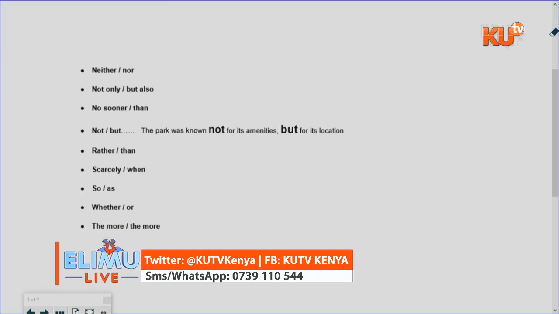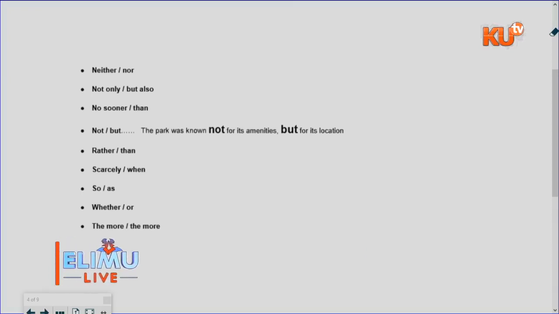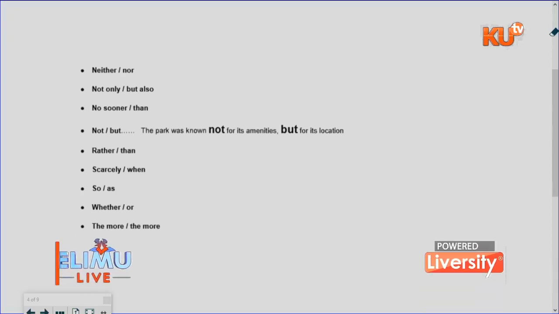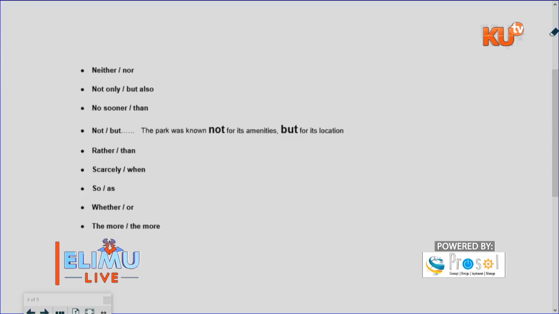Not but. An example is given there because it is not very common. The park was known not for its amenities but for its location. So not and but are used as a correlative conjunction to join those two independent clauses: the park is not known for its amenities, but the park is known for its location.